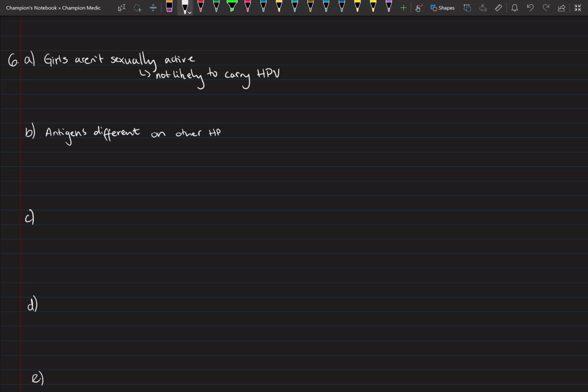Therefore, you're going to be unable to create memory cells for the other types of viruses because they have different antigens, and because the antibodies won't be complementary to the antigens, they can't bind. So there will be no formation of an antibody and antigen complex.